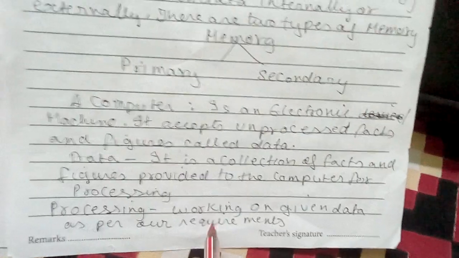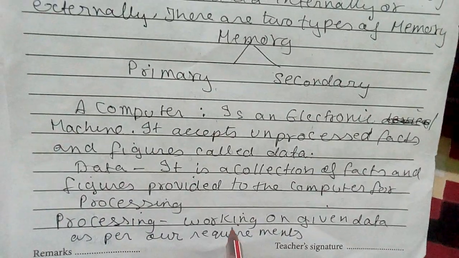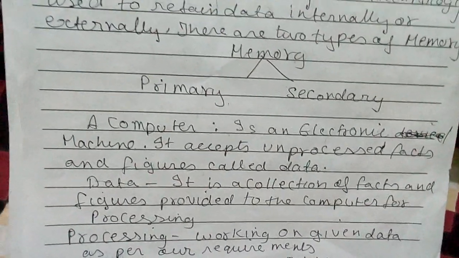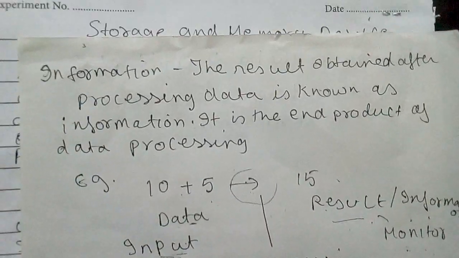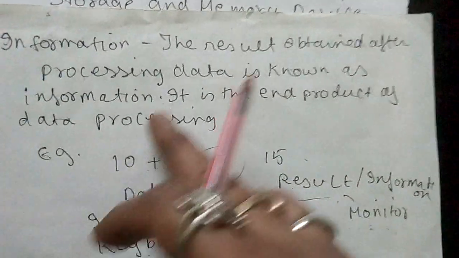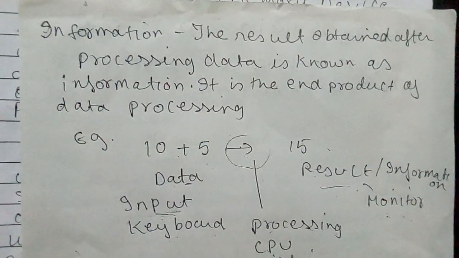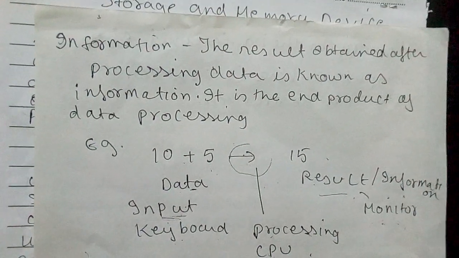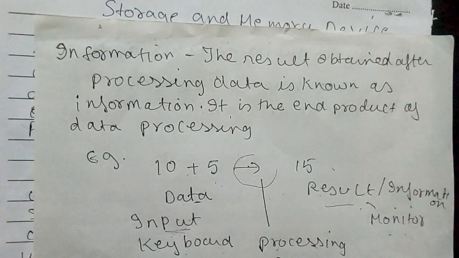Now what is processing? Processing is working on given data as per requirement. That means whatever instructions you are giving to the computer, processing takes place based on the instructions you have given. Now what is information? Information is the result obtained after processing data. That means whatever data you give to the computer, it processes the data and the result is given based on the data you have provided.